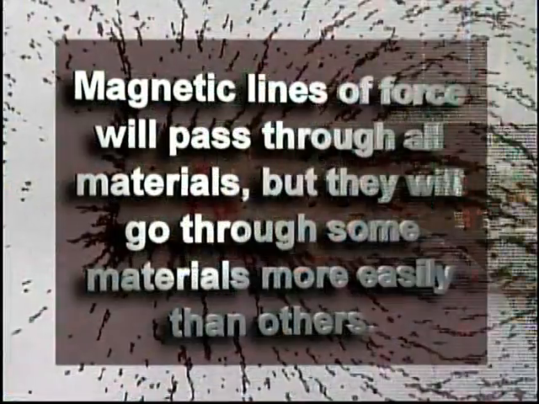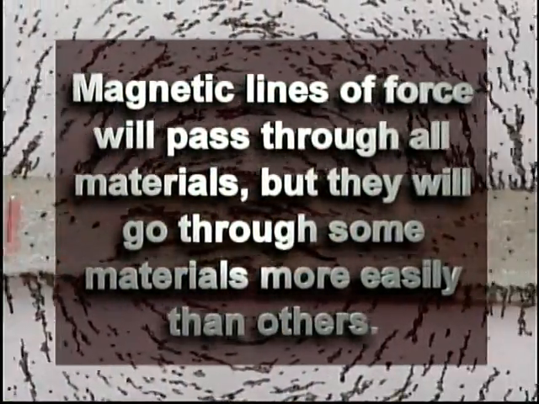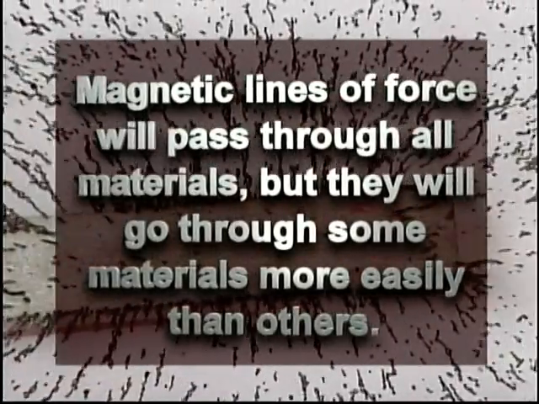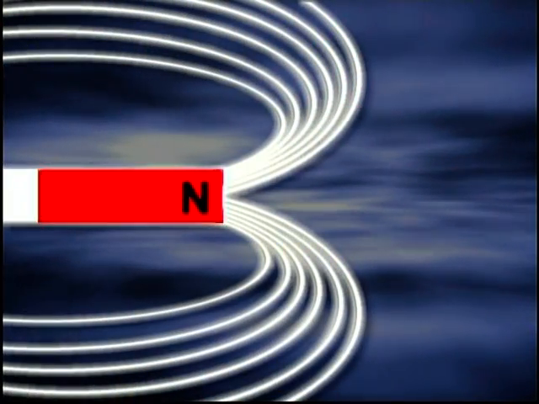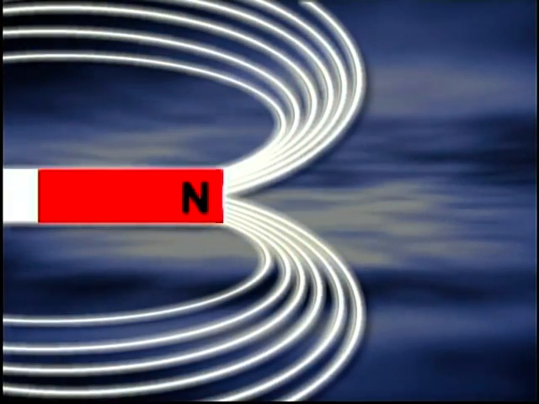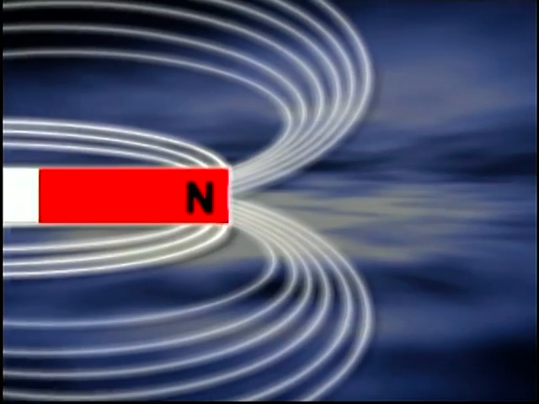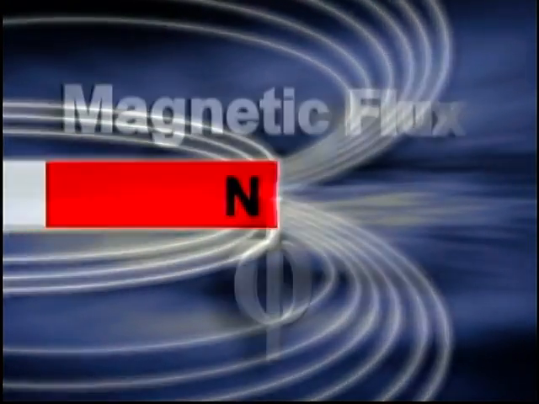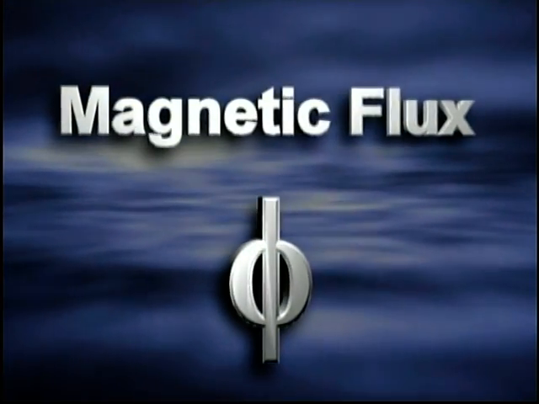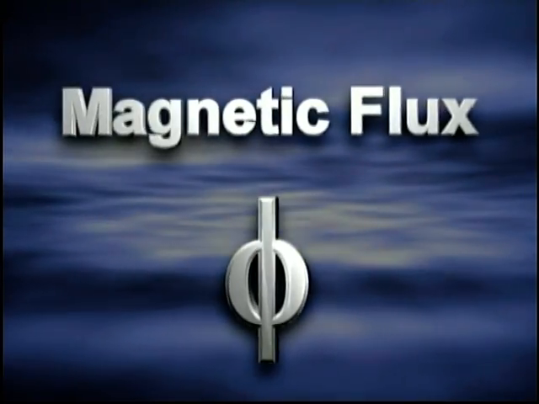Number 5, there is no known insulator for magnetic lines of force. They will pass through all materials, but they will go through some materials more easily than others. And number 6, magnetic lines of force always enter and leave a magnet perpendicular to its surface. Most of the magnetic flux enters and leaves at the magnetic poles, but some also leave at right angles to each side. The symbol used to represent magnetic flux is the Greek letter phi.